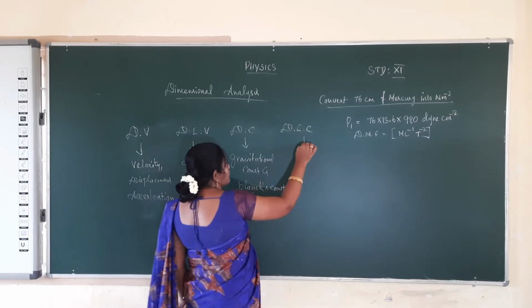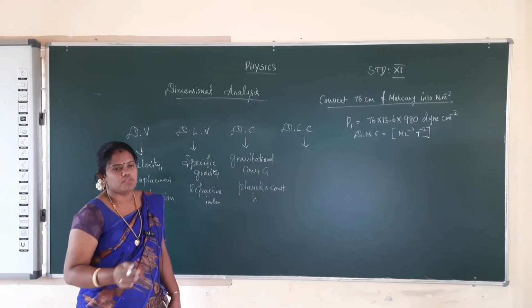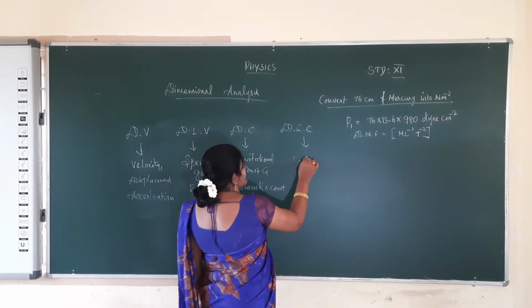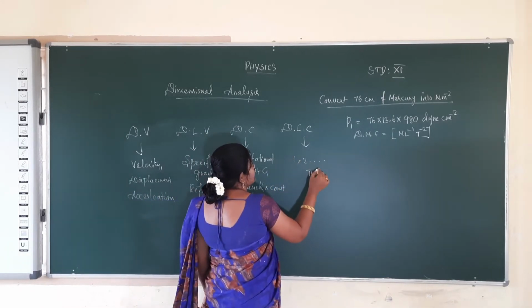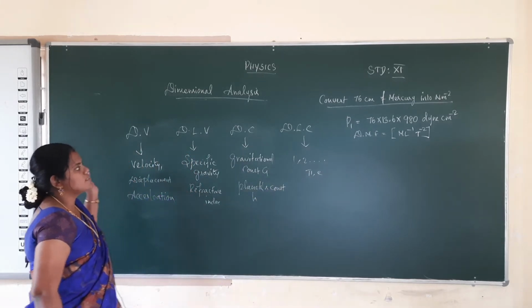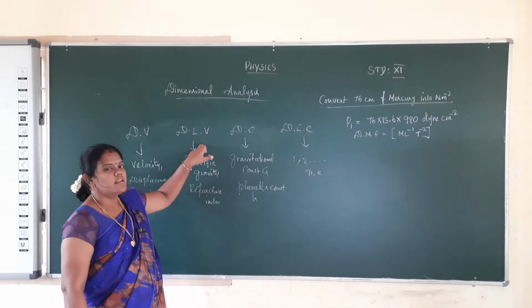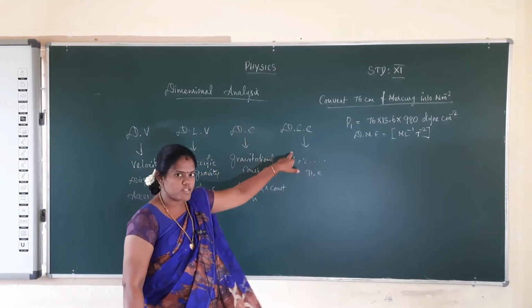Dimensionless constants, what's the meaning? The constant does not have dimension. For example, numbers 1, 2 and so on, pi, e, all are dimensionless constants. So this is a simple 2 marks question: dimensional variable, dimensionless variable, dimensional constant, dimensionless constant.